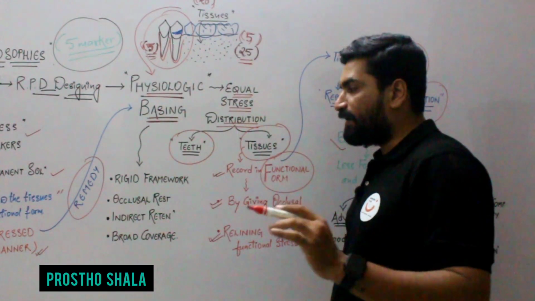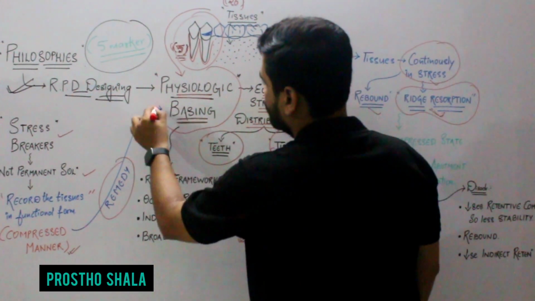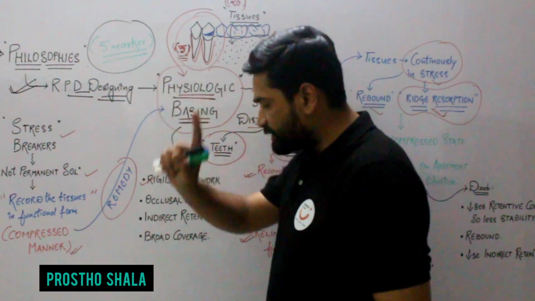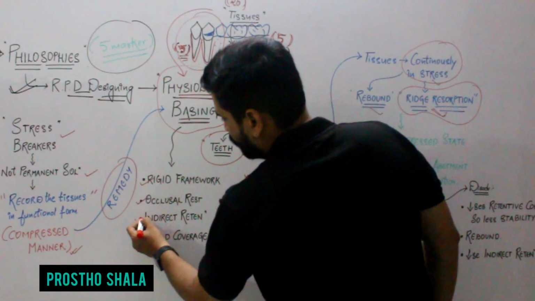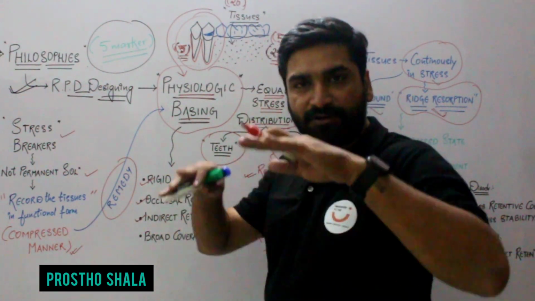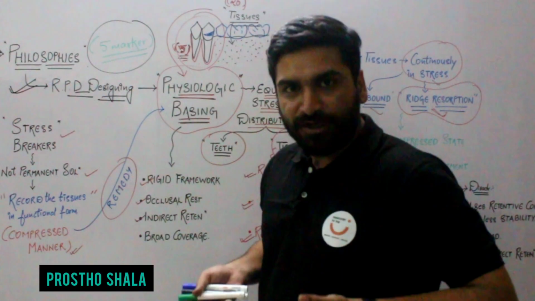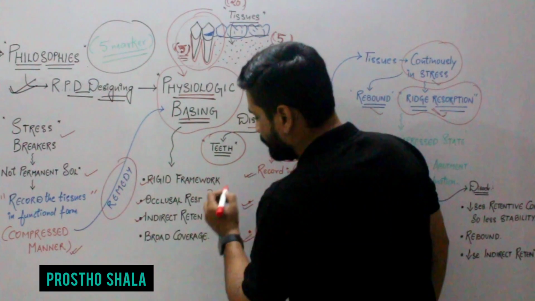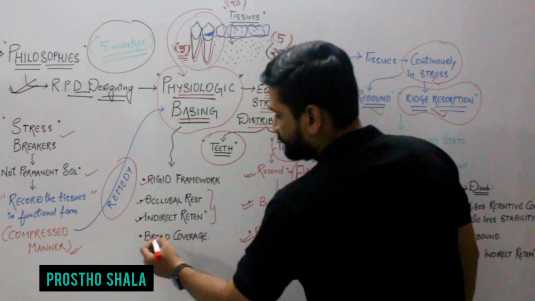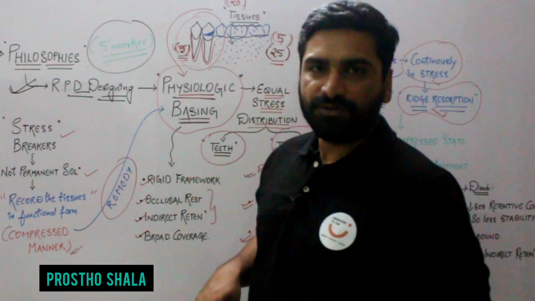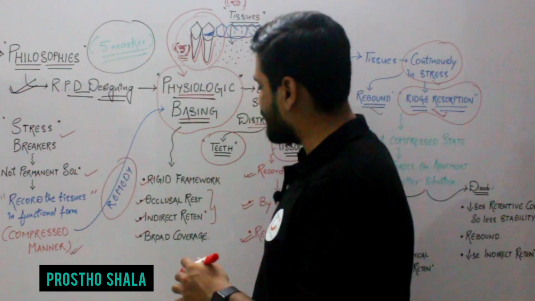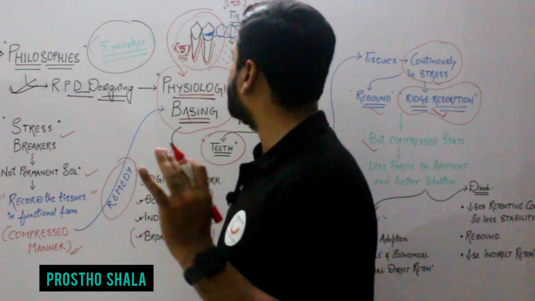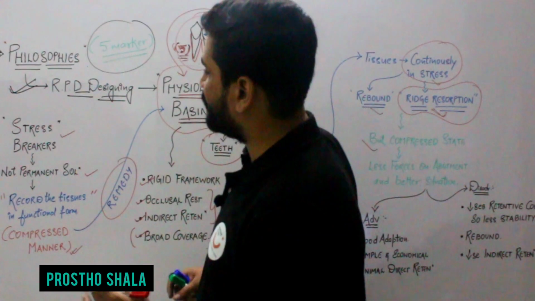There are 4 main requirements of the physiologic basing philosophy. First, you need a rigid framework, that is the conventional rigid design. Second, you need to incorporate occlusal rests and indirect retainers, because you are recording tissues in the compressed state and they tend to rebound. To stop that rebound of the denture, you need proper occlusal rest and indirect retention. And lastly, broad coverage of the tissues. The RPD should cover as much area of the tissues as possible, so that the force is divided and not concentrated in a single area. So this is the whole mechanism.